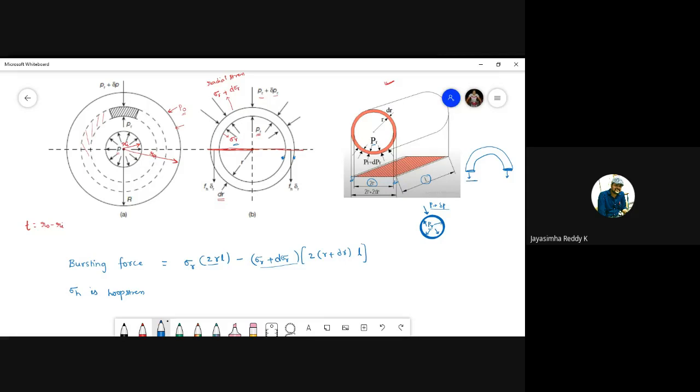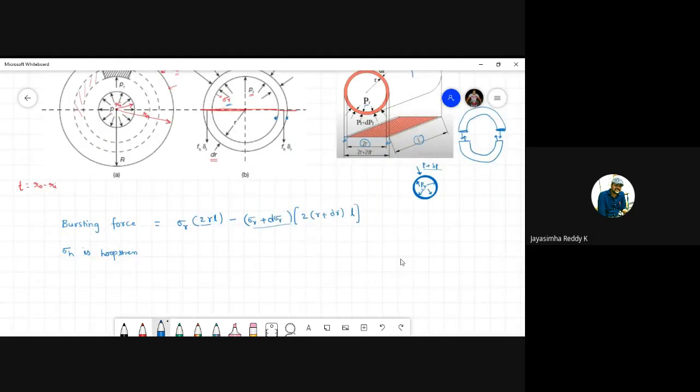If you see, the other end will be like this. Okay, at the other end it will be in this direction. So this hoop stress will try to restrict the bursting. Hoop stress will be acting in this direction, right? So this internal pressure and external pressure will make the pipe burst. So that net bursting force is resisted by the hoop stress of the material. Is it clear, students? So this bursting force can be equated to hoop stress.